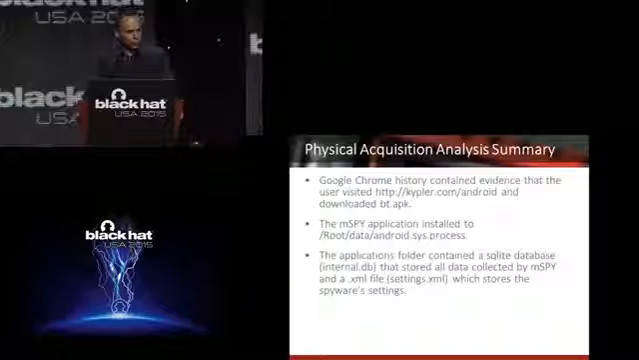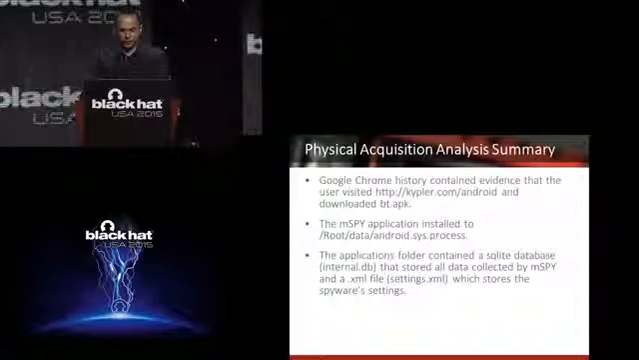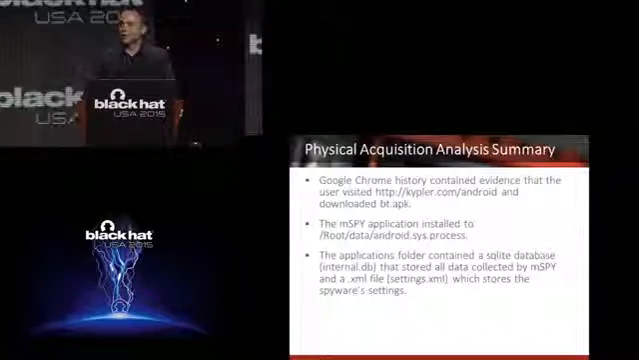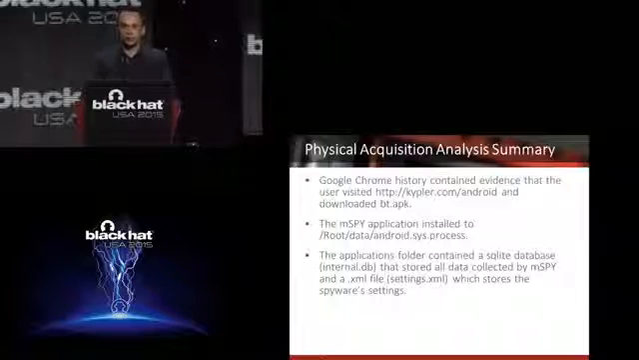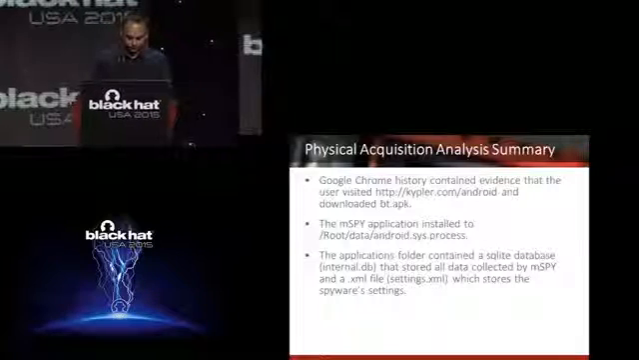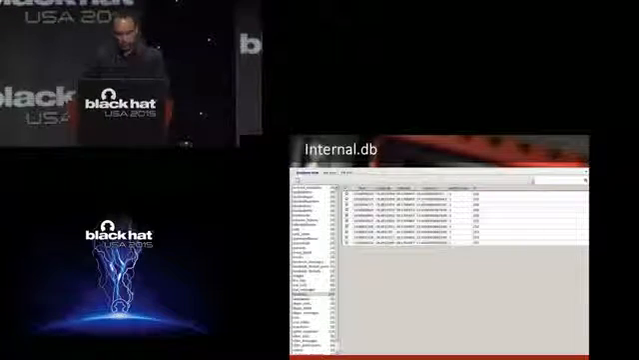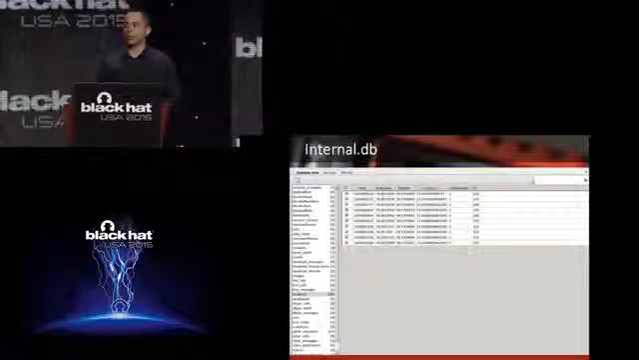In addition, we had an applications folder containing a SQLite database. It contained a log of all the data sent back to the C2. So here's actually the internal.db. This was stored locally on the phone. So you could see the text messages, URLs that were visited. You could see the locations and all sorts of information here stored locally on the phone.